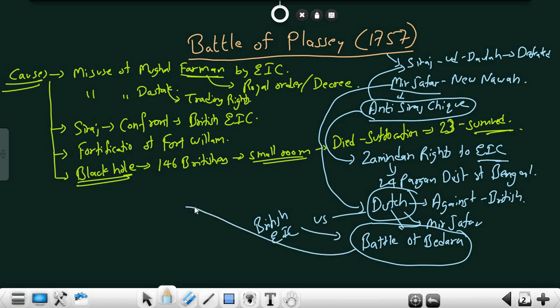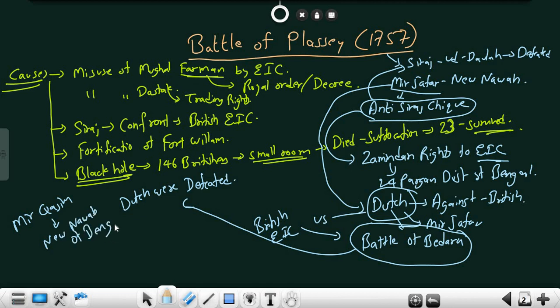In this battle, the Dutch were defeated, and Mir Jafar was replaced by Mir Qasim as a new Nawab of Bengal. So this was the whole story behind the Battle of Plassey.